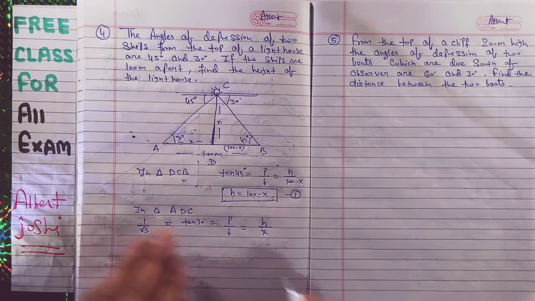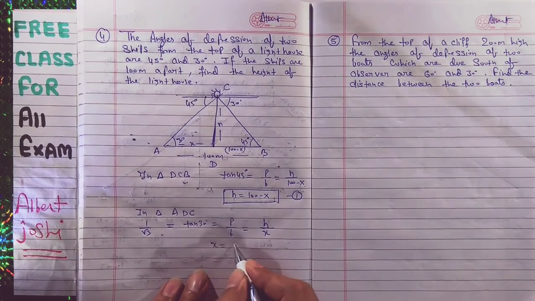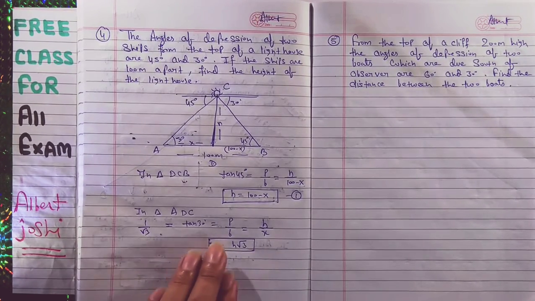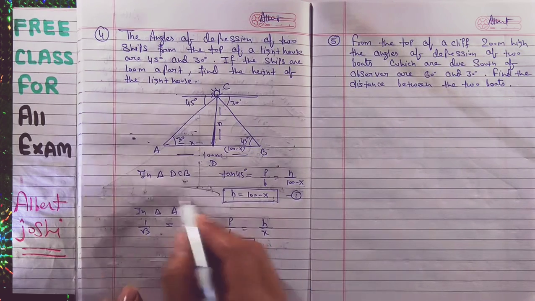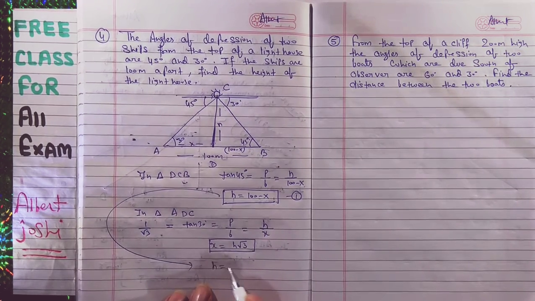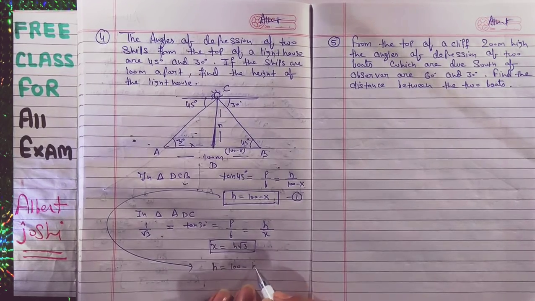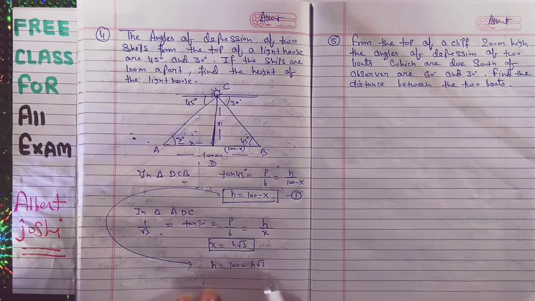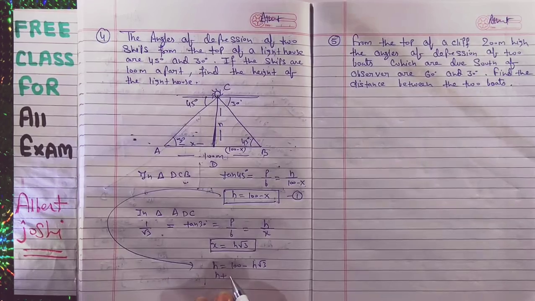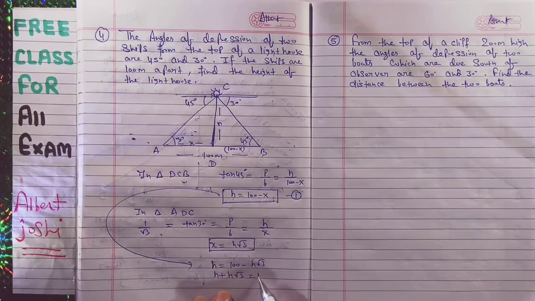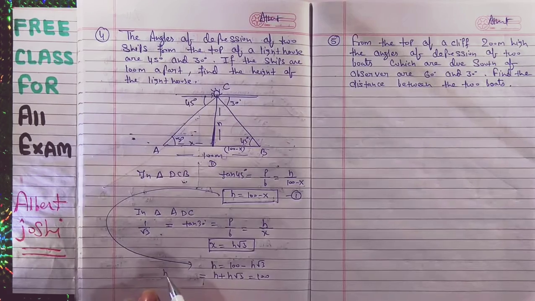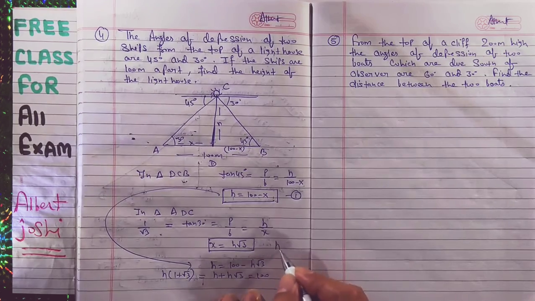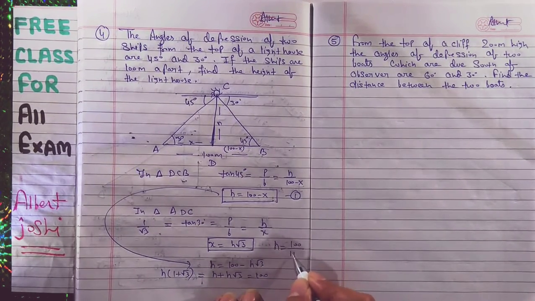So now if you cross multiply, then x is equal to h square root of 3. So your value of x is equal to this. If you put this value here, now h is equal to 100 minus this value, h square root of 3. In place of x we have written h square root of 3. So this value will come here: h plus h square root of 3 is equal to 100. You can take common, so h times 1 plus square root of 3. So your h is equal to 100 upon 1 plus square root of 3.